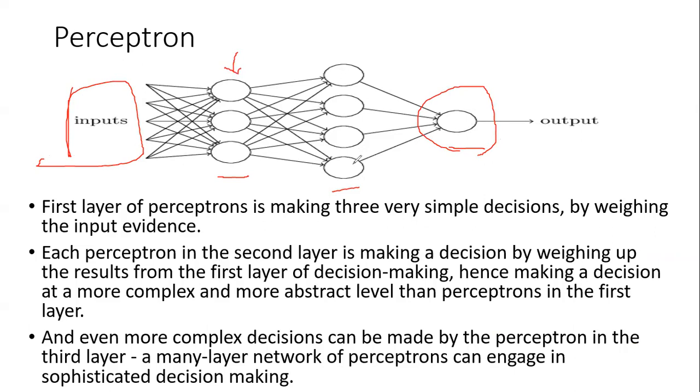Yeah, so this is the input layer. This is the hidden layer. So all of this is the hidden layer. Each perceptron in the hidden layer is making a decision by weighing up the results from the first layer of decision making. This is what you need to keep in mind. The layer builds up on the data from the previous layer.